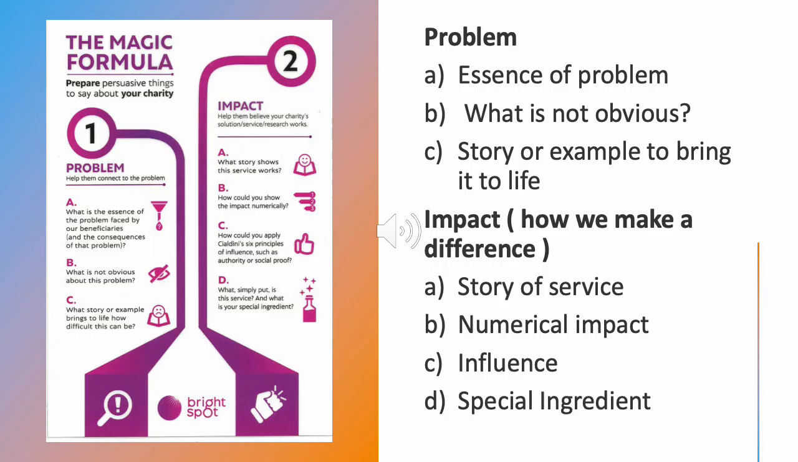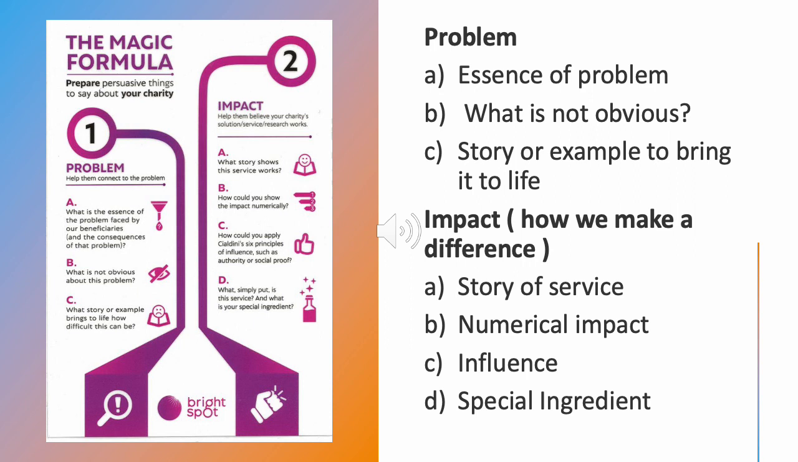So here is the structure of the magic formula, and by following the order and elements in this structure, you will have written a persuasive and impactful talk about the Children's Society. Do start your talk by introducing yourself and thanking for the invitation to speak, and then move on to the magic formula structure. First, we need the listener to connect to the problem. What is the essence of the problem faced by our beneficiaries and the consequences of that problem? So this is the reality of the problem, its core.